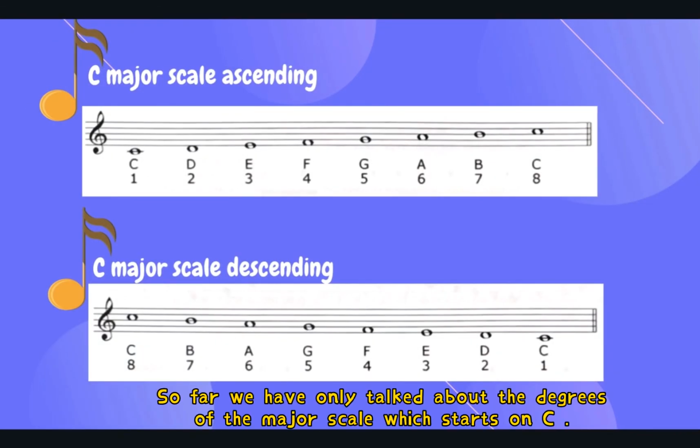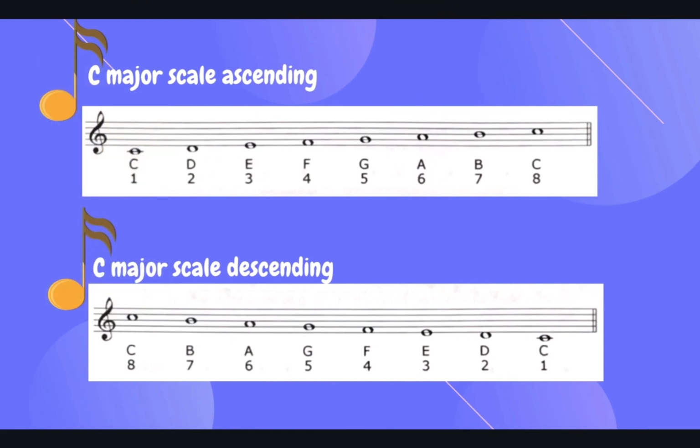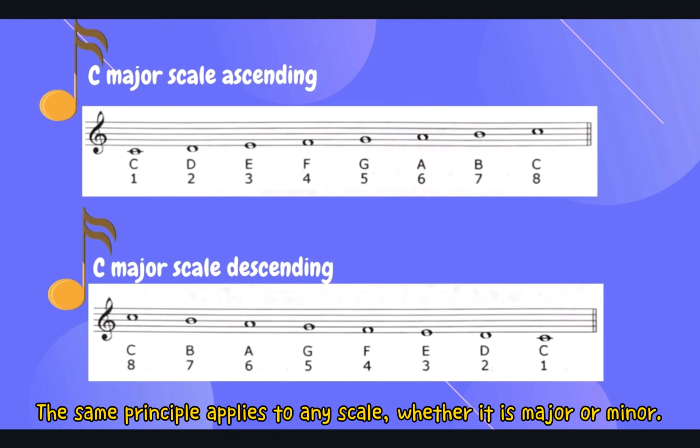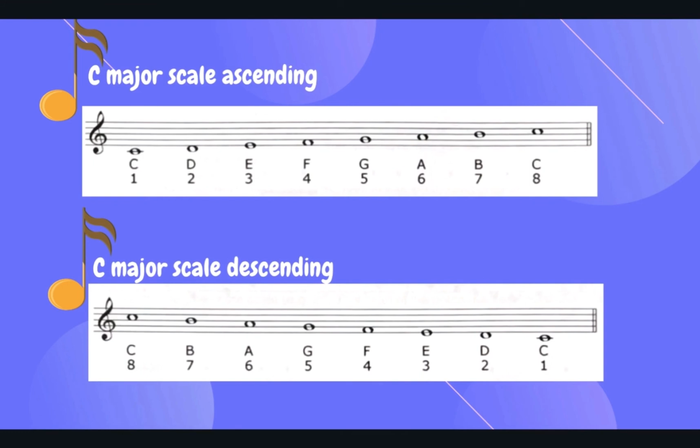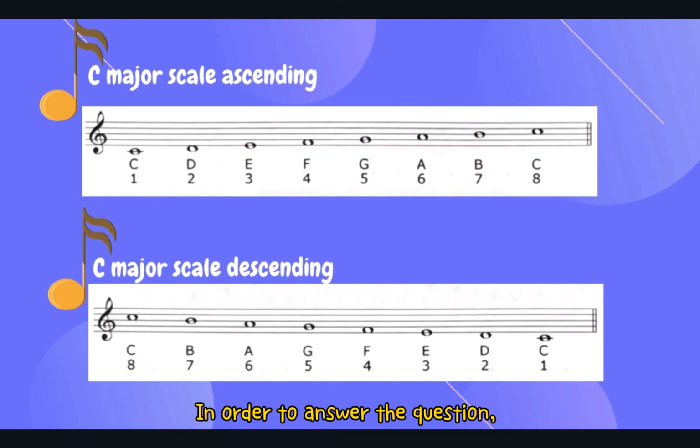So far, we have only talked about the degrees of the major scale which starts on C. This scale is called C major. The same principle applies to any scale, whether it's major or minor. In the exam, you may be asked to say which degree of the scale a particular note is. You will always be told the key of the piece of music. In order to answer the question, use the method you have just learned.